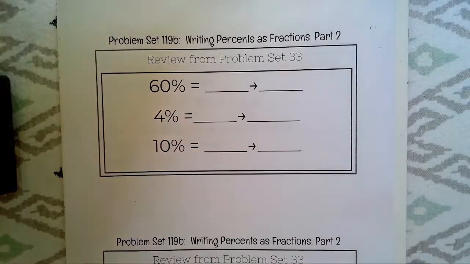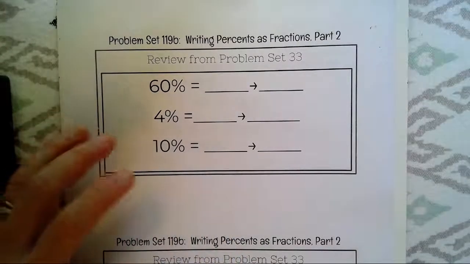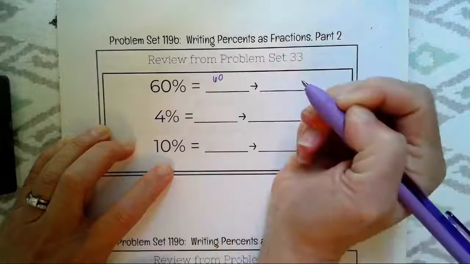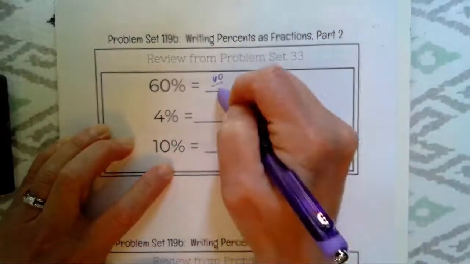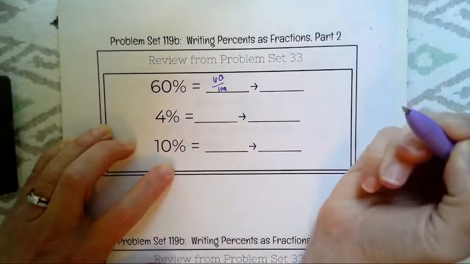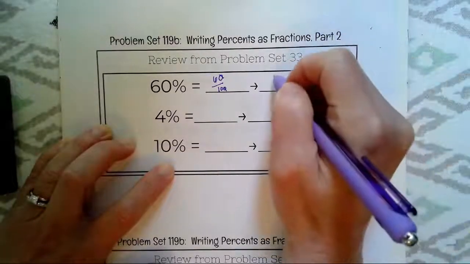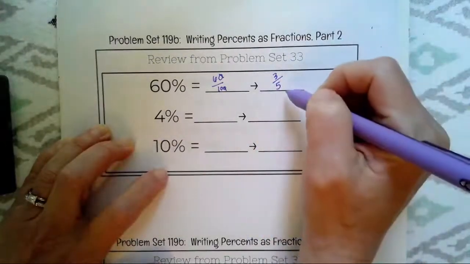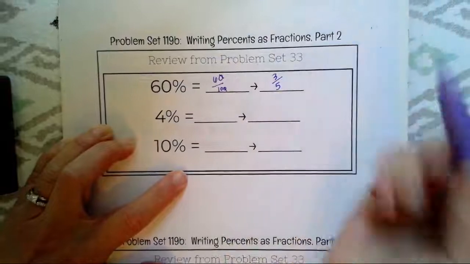Okay, let's do this. Problem set 119B, writing percents as fractions, part 2. I looked back at part 1. Part 1 is from problem set 33, way back in the fall. You guys probably remember that the way to write a percent as a fraction is pretty simple. I even went over this in the last video, but we take 60% and basically all we're doing is putting 60 over 100. And then we can reduce it down. We can take out those zeros. 2 goes into 6 3 times, 2 goes into 10 5 times. 60% is also the same as 3/5 when we're writing a percent as a fraction.